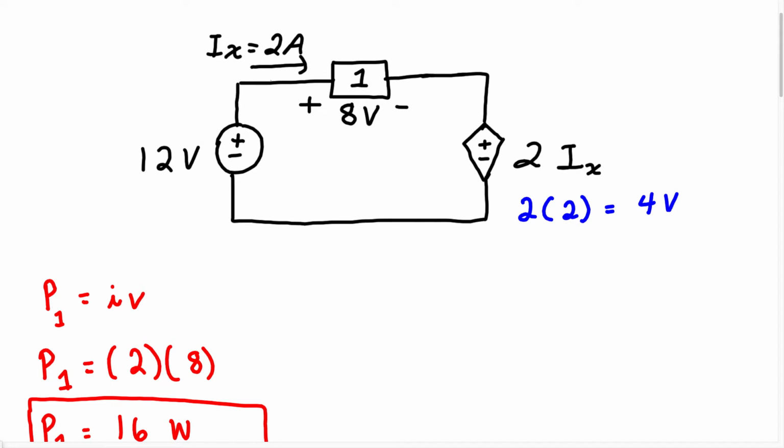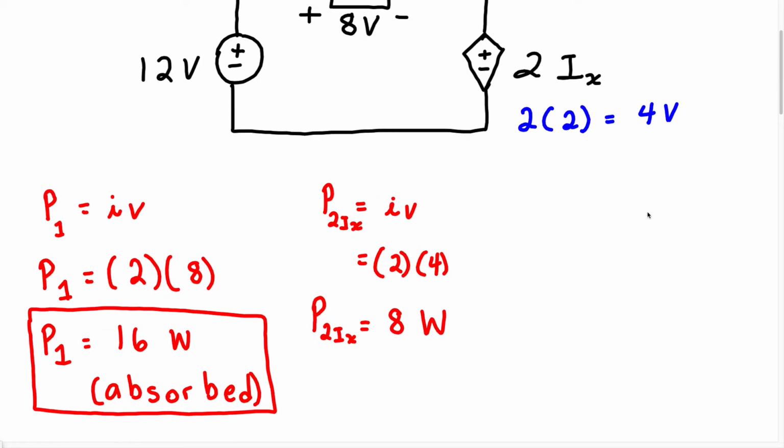Therefore, let's write the equation for power. The power across this dependent source, 2Ix, equals the current times the voltage. We know the current in this particular situation is going to be a positive 2 amps because the current is flowing from the positive terminal to the negative terminal. So we're just going to write 2. And the voltage across this source is going to be 4 volts. So we're just going to write 4. Therefore, the power in this dependent source is going to be 2 times 4, which is going to give us 8 watts. And because it's a positive power, we know that element is going to be absorbing power. So I'm just going to write absorbing or absorbed. So this is our answer for our second element.